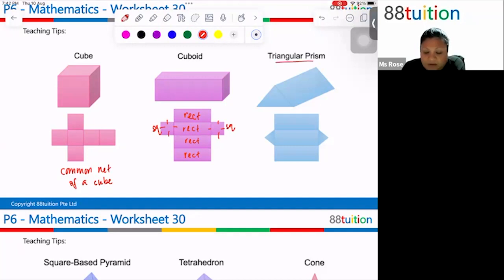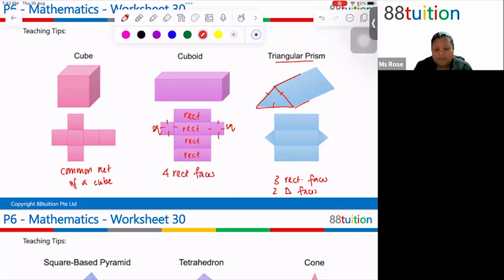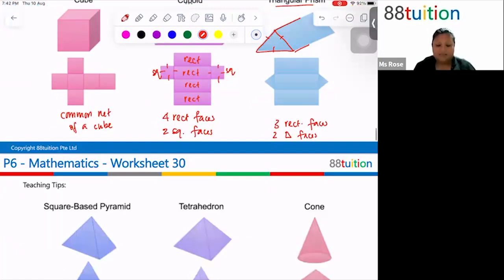Okay, now triangular prism. Two triangular faces. You see that? So this one is 4 rectangular faces and 2 square faces. All right, yeah. It can be mentally exhausting, but it is pretty easy to score if you know what you are visualizing. Okay, you must know what you're visualizing.